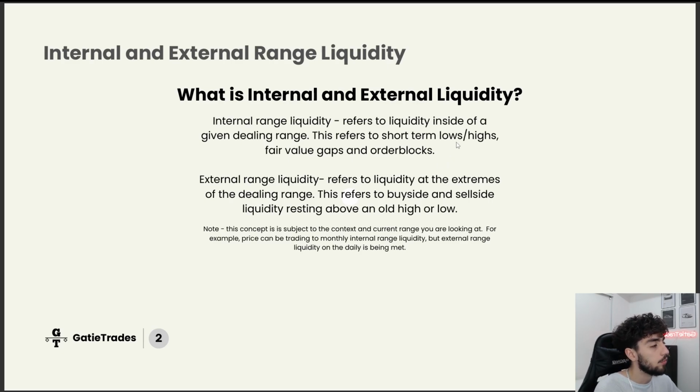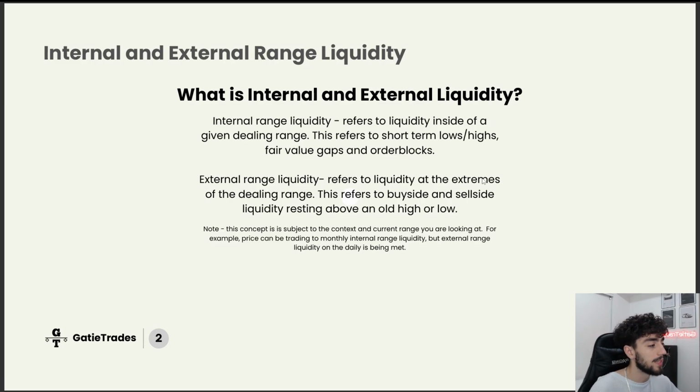Now I will say, if you do not know about order blocks, you don't need to worry about that right now. That's going to be covered in 2 videos. The next video will cover breaker blocks. The video after that will cover order blocks. So don't worry about that too much right now. All you need to know is that internal range liquidity refers to short-term lows and highs, fair value gaps, and order blocks. So this concept is subject to change to the context and current range you are looking at.